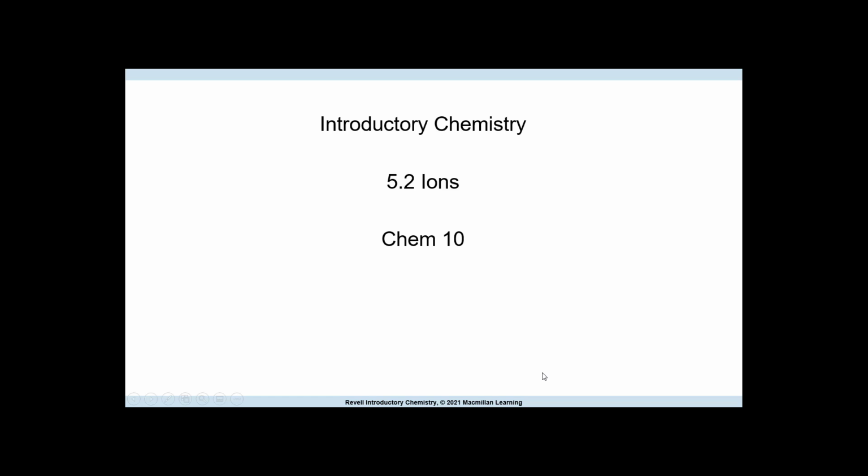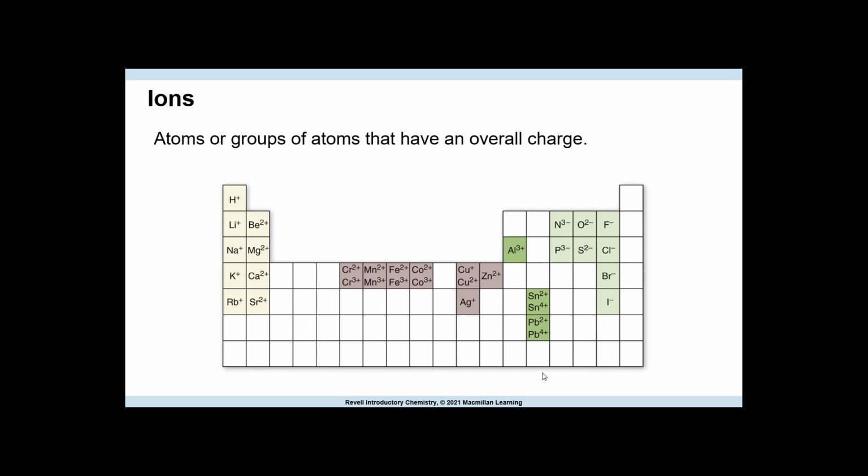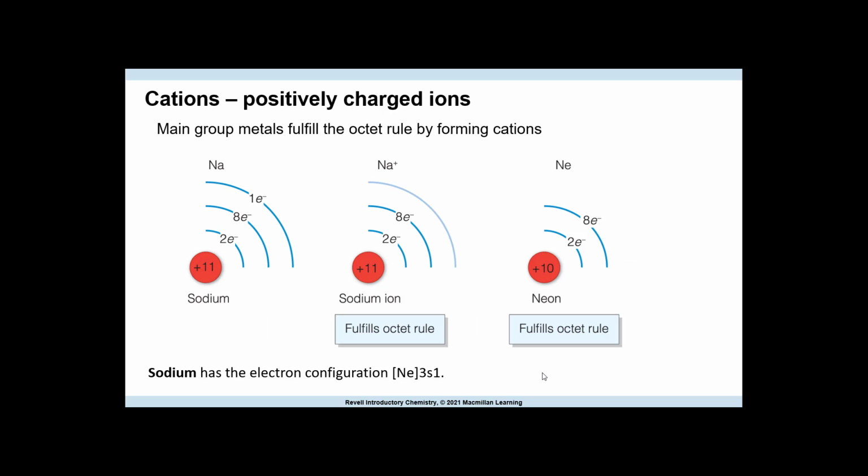So now, hi class, we are on chapter 5.2 and we're going to start looking at ions. Many chemical compounds are composed of ions. Remember, ions are atoms or a group of atoms that have an overall charge. So they're not neutral. They either have more protons than electrons or more electrons than protons. We're going to look at different types of ions and learn how to name them.